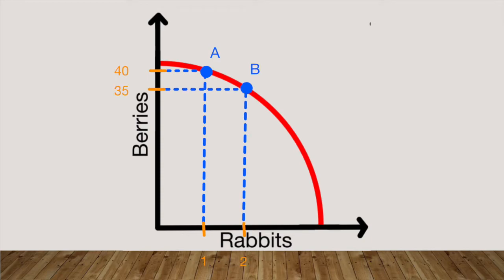So what was the opportunity cost? Well, to get 1 more rabbit, we gave up 5 berries. So our opportunity cost for that 1 rabbit is 5 berries. In terms of berries, our opportunity cost is 1 berry for 1/5 of a rabbit.